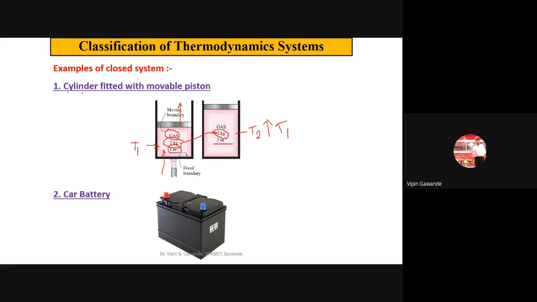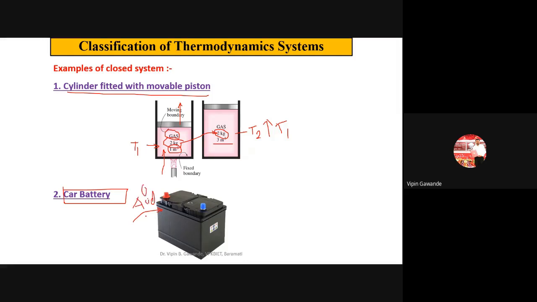So, cylinder fitted with the movable piston. Okay. Next one is what? Car battery. If you have seen a car, we have seen the car batteries. So here what will happen? We have acid inside this battery.